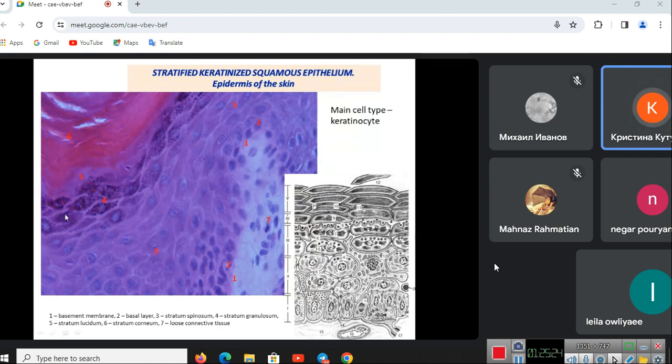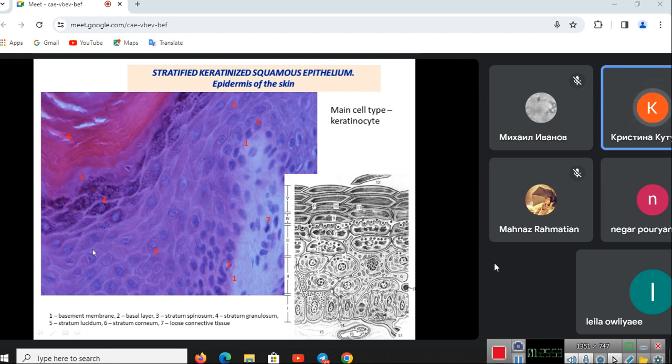Next goes the stratum granulosum, number 4 here in this picture, and it is here, stratum granulosum. It is called so because of the granules. They are called keratohyaline granules, and they are basophilic. They fill the cytoplasm of these cells. So this is stratum granulosum.